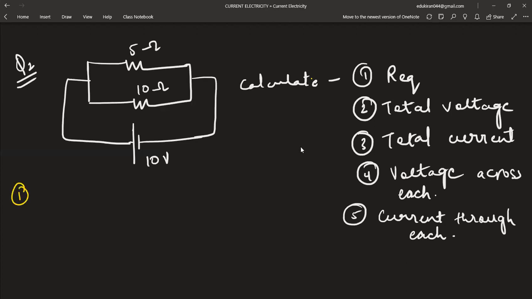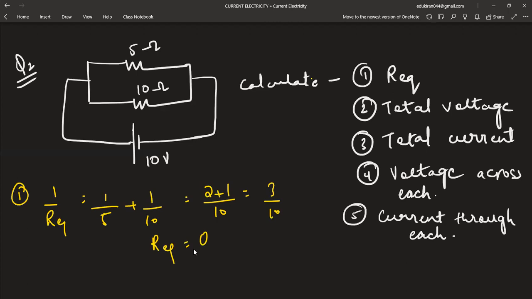See, till the time she's mentioning. For equivalent resistance, it is 1 by 5 plus 1 by 10. So this is 2 plus 1, 3 by 10. R equivalent is equal to 10 by 3 ohms. 10 by 3. Okay, second part you have answered.